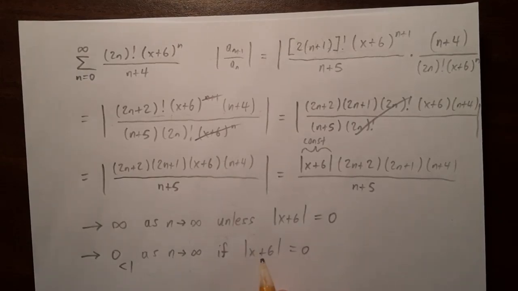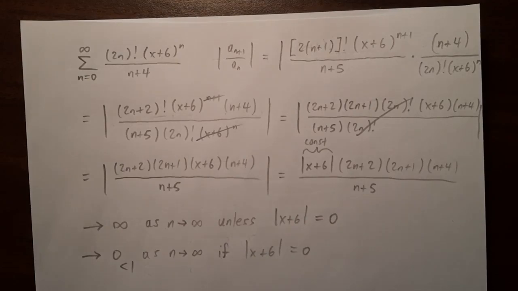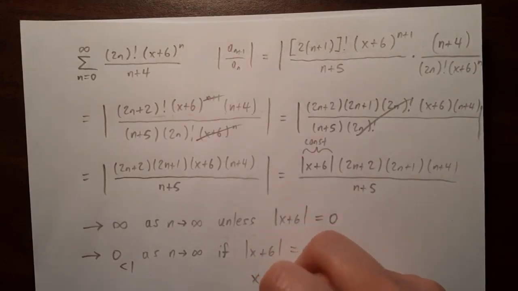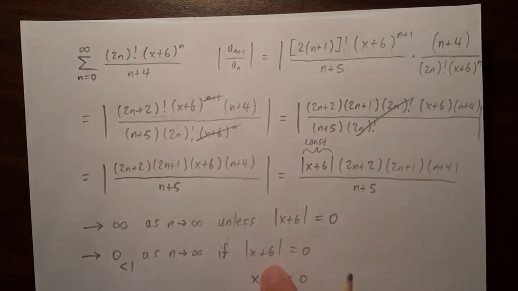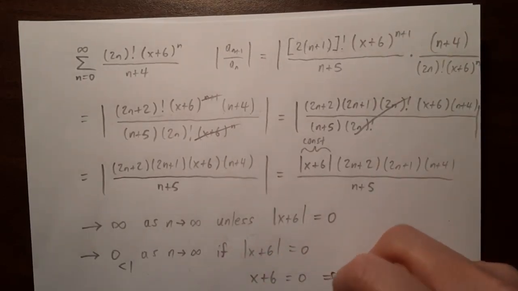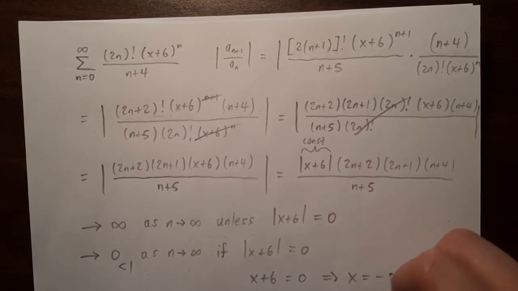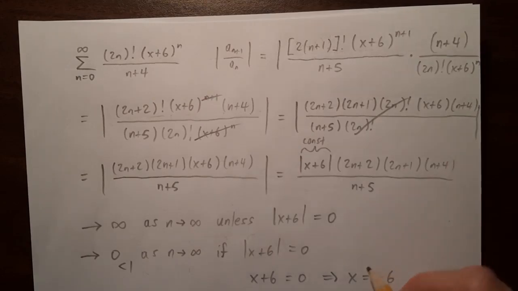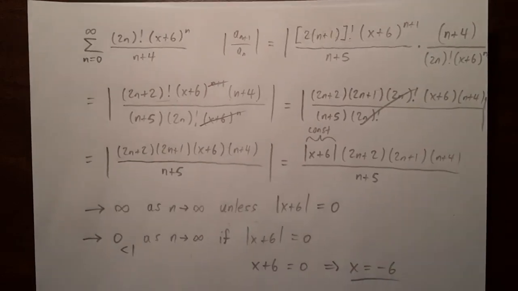So what values of x make this thing true? Well, if the absolute value of something is equal to 0, then it must mean that whatever that something is is 0. 0 has no sign, so there's no need to write an absolute value there. If this thing equals 0, then the thing inside the absolute value equals 0. So in that case, it looks like the only x value that's going to lead to a convergent series is x equals minus 6.